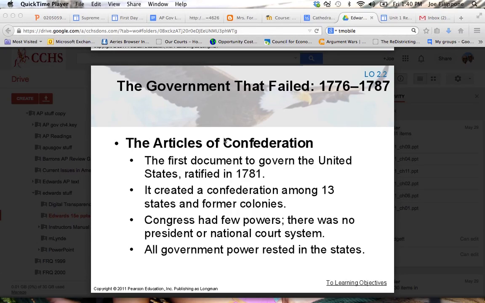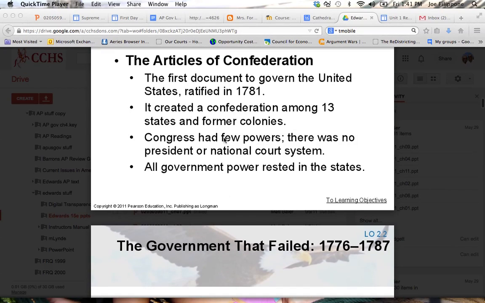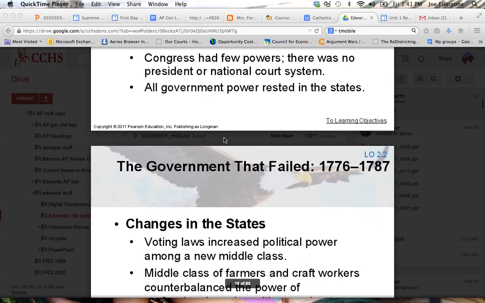The national government, meaning Congress here, there wasn't an executive branch or a federal court system. Congress had very few powers, okay, and it was very, very weak. All the power rested in the states. Now, that's pretty tough to run a country that way. So we're going to talk about the Articles of Confederation and why it really failed.